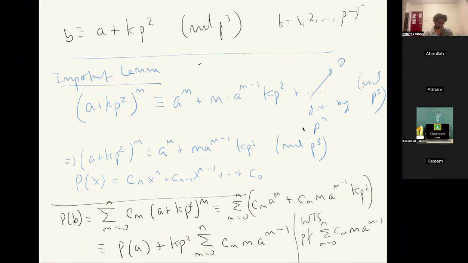So this thing, m a to the m minus 1, it's a derivative. Yes, it's a derivative. I don't know if it's important, but this is the derivative of p at a.